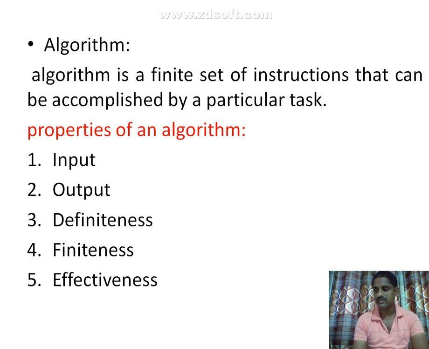And effectiveness means every instruction must be very basic, enough to be carried out with only paper and pencil. That is, we can efficiently perform the algorithm. In that way we can use performance analysis, that is time complexity and space complexity, to produce the algorithm effectively. So these are the 5 properties of an algorithm: input, output, definiteness, finiteness, and effectiveness.